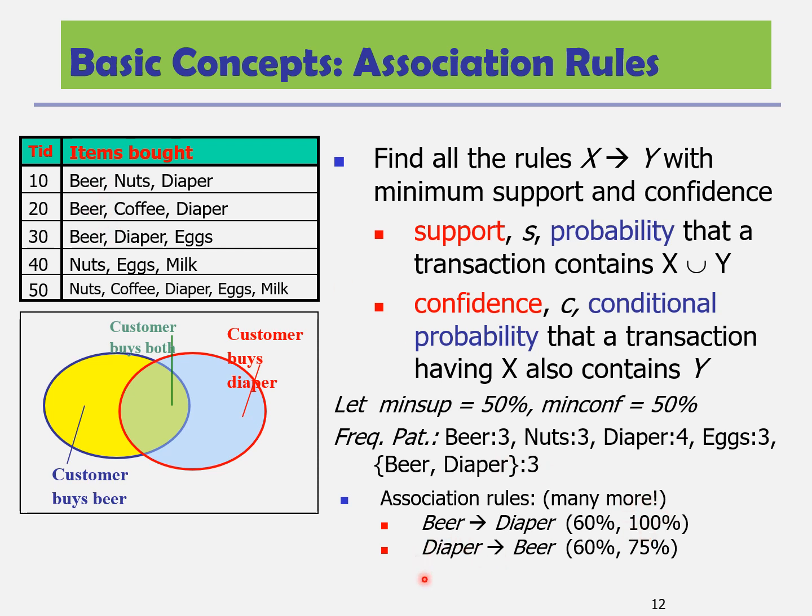Now let's look at the other way around, which is diaper implying beer. Now, for diaper implying beer, the support we already calculated, 3 out of 5, which is 60%.